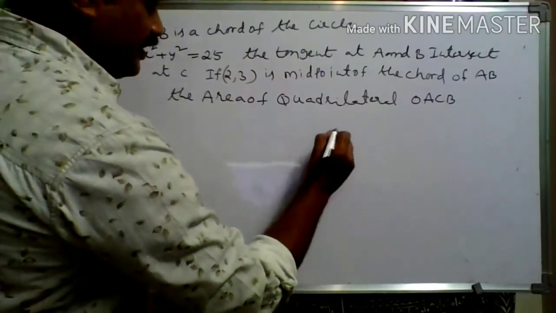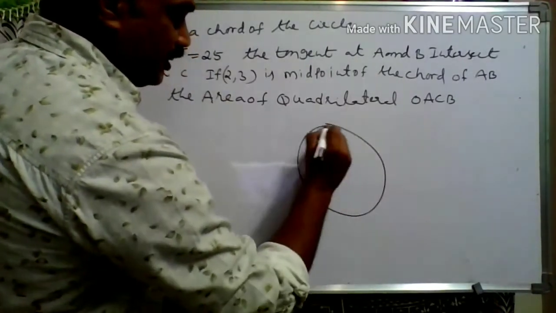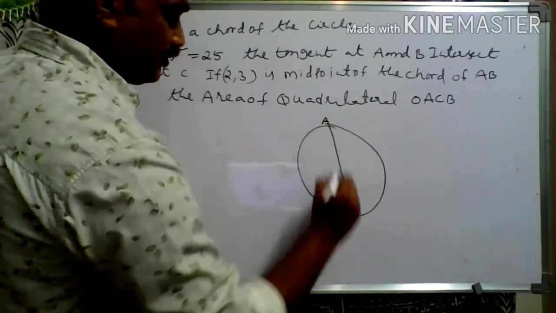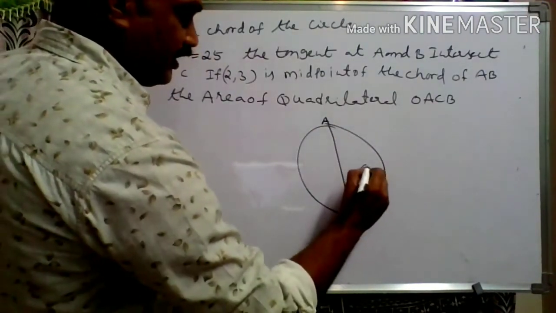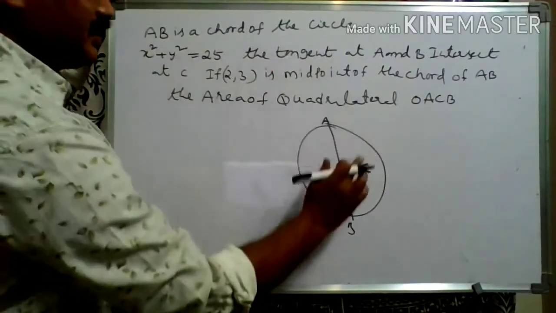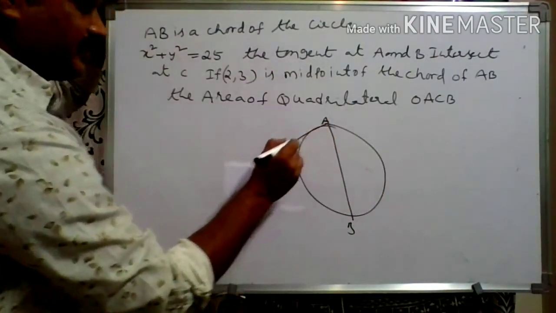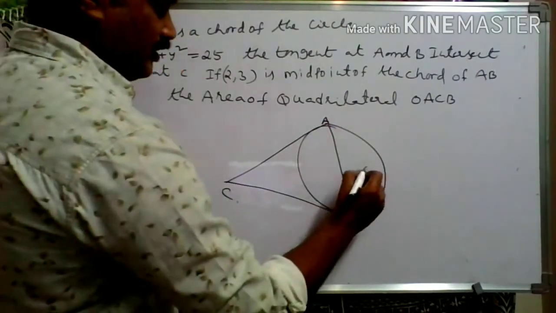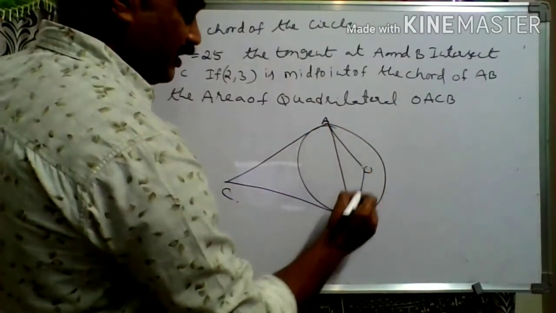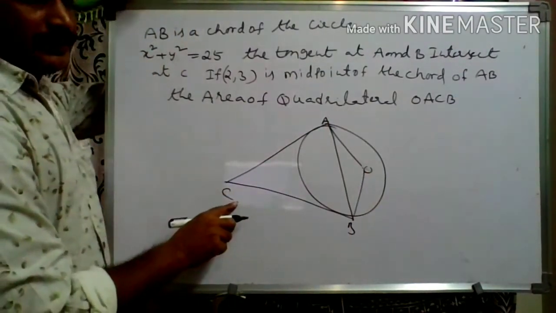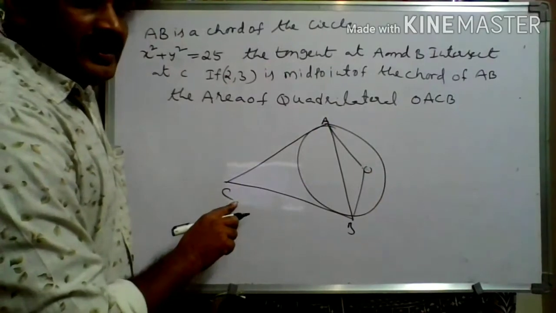AB is a chord of the circle. This is AB. Next, the center is O. The tangents at A and B intersect at the point C. This is C, this is O. We need the area of the quadrilateral OACB. Students, this point is (x1, y1). Area of the quadrilateral is equal to R into root S11.